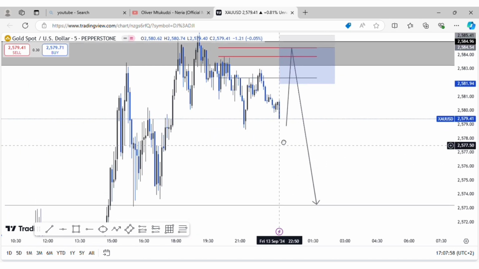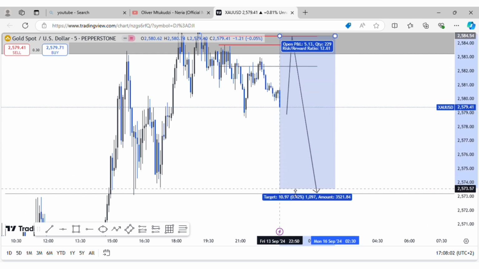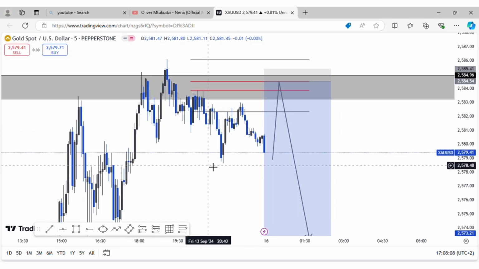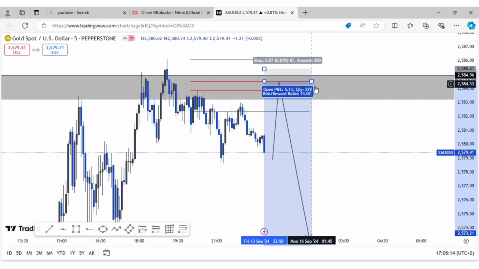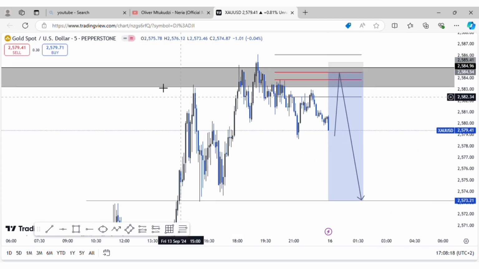I don't count the wicks because that's a rejection. So my TP will be on this low, and I will enter again on that 4-hour low that you saw before, previous. So this will be my entry point.